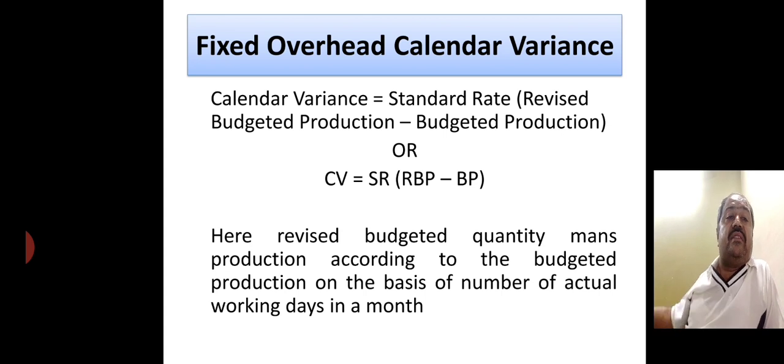Calendar variance is possible when the days are given in the example. If days are not given, then this variance is not possible.